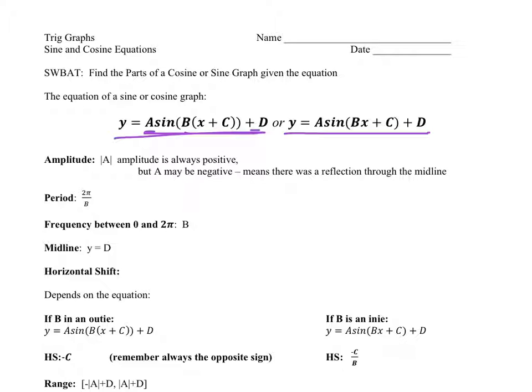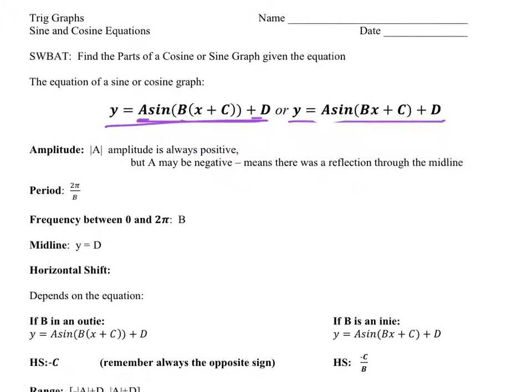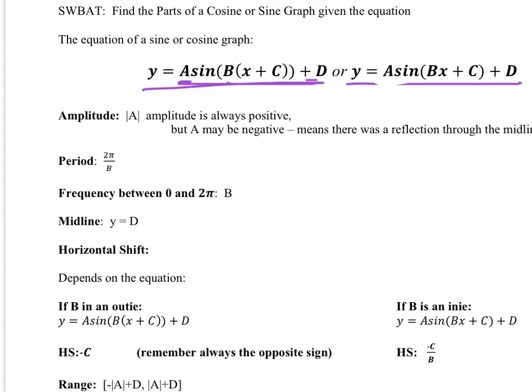Now, this could also be a cosine graph because they are so similar. You just put the word cosine in there and it's a cosine graph. So they all work the same way, all the parts. So we have our amplitude. So these are the different parts we're going to find. Amplitude is your A. Sometimes it's negative, but the amplitude is always positive. If A is negative, that means there was a reflection through that midline, like in the last graph, last video.